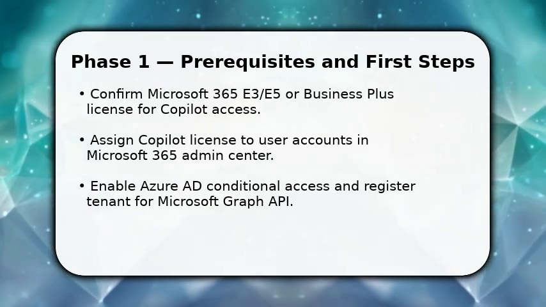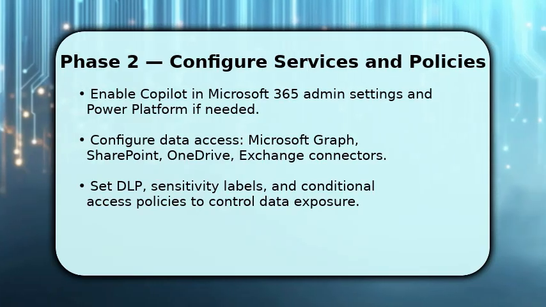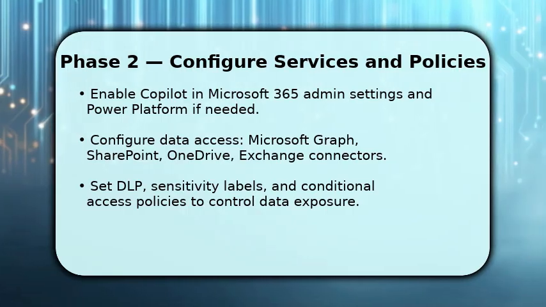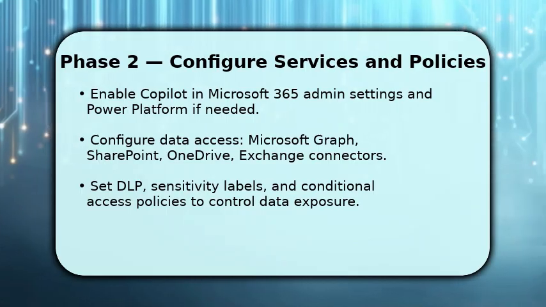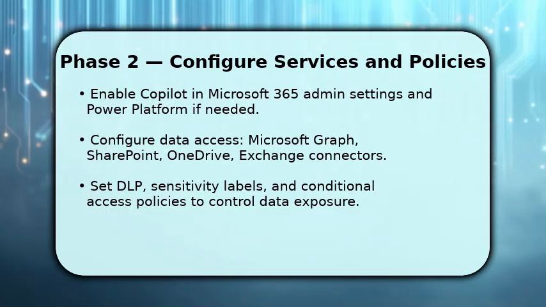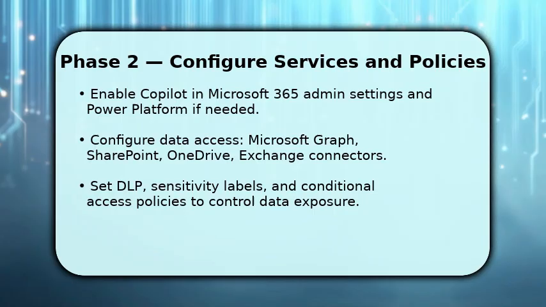tenant configuration to access. Next, you configure the core services that let Copilot operate. This is the operational heart. In the Admin Center, toggle Copilot on and verify service plan propagation across Exchange, SharePoint, OneDrive, and Teams. Then connect Microsoft Graph and grant necessary delegated application permissions.